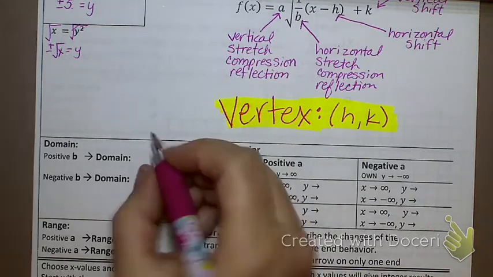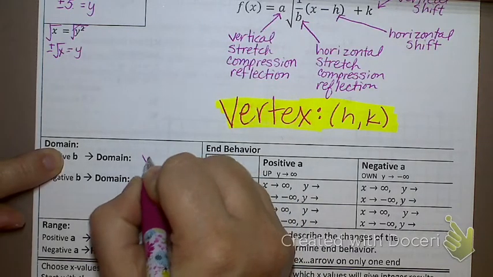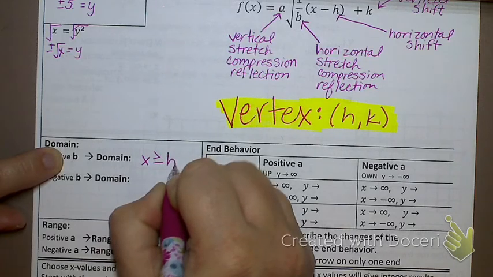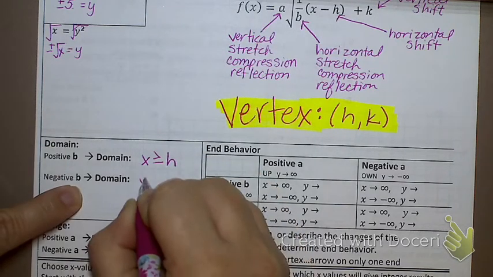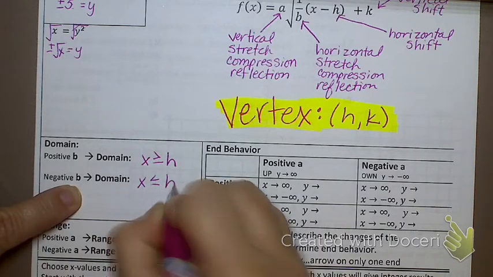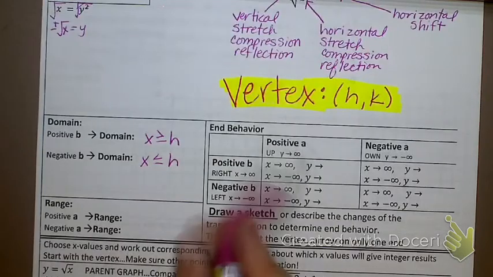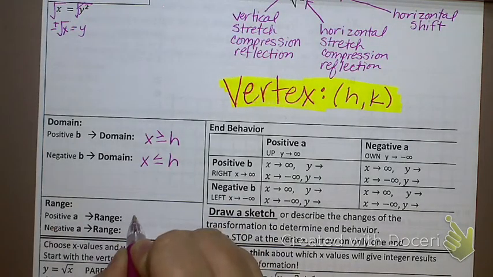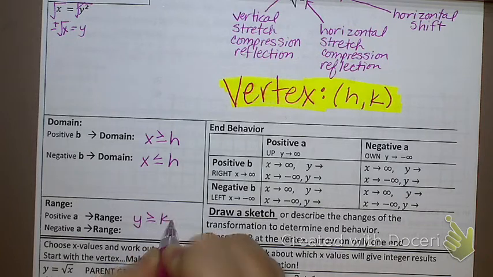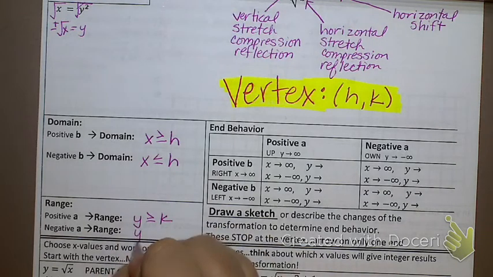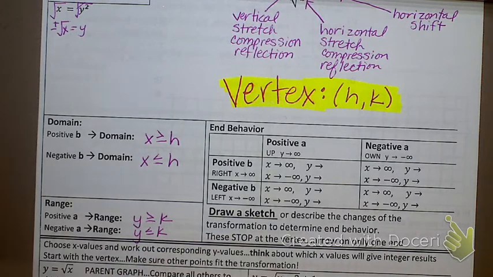When your B value is positive, your domain is X is greater than or equal to H. When your B value is negative, your domain is X is less than or equal to H. If you tend to be one who can look at a graph and determine the domain better, then just at least get from here that X and H go together. All right? Range, when your A value is positive, your range is Y is greater than or equal to K. When A is negative, your range is Y is less than or equal to K. Again, if you would rather look at the picture, at least know that Y and K go together.